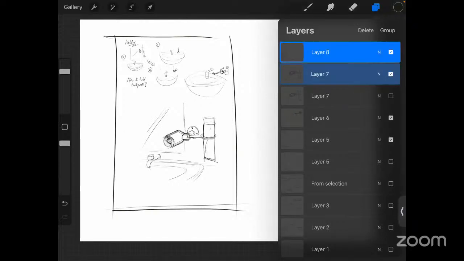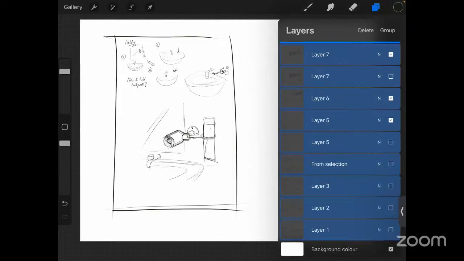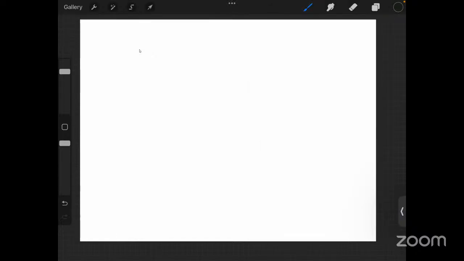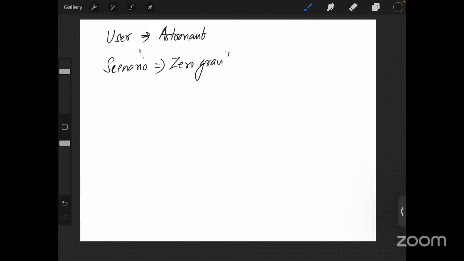Cool. That was a very quick solving spree for this particular problem. Now we have the second person, which is the astronaut living in zero gravity, right? Astronaut with the zero gravity. So the user is astronaut. Scenario is the zero gravity environment.